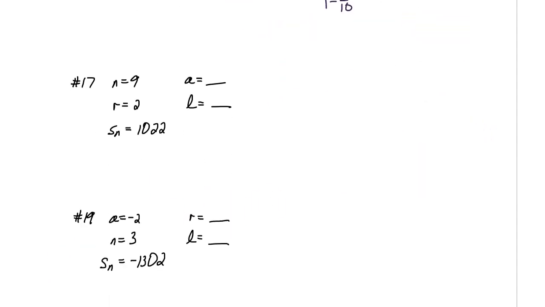Next, number 17. We're given some values about a geometric sequence, and we're asked to find a and L. One of the things we're given is the sum of n terms, and we have a formula for that. S sub n equals a minus a times r to the n divided by 1 minus r. In place of S sub n, fill in 1022. We don't know what the a is. In place of r, fill in 2. In place of n, fill in 9. That's all divided by 1 minus 2.